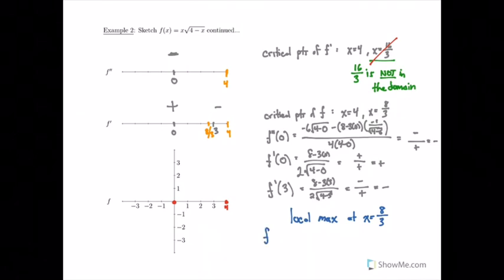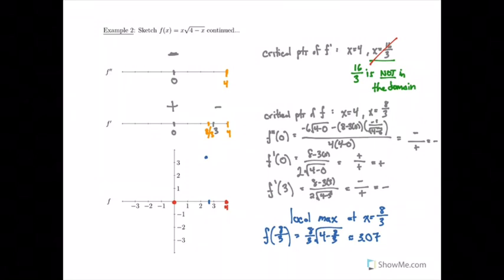Okay, if we plug in f of 8/3, this is going to give us 8/3 times square root of 4 minus 8/3. This is going to be about 3.07 if we plug it into a calculator. A little bit more than 3. So this gives us another point on our graph, 8/3, a little bit more than 3.